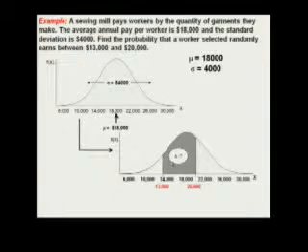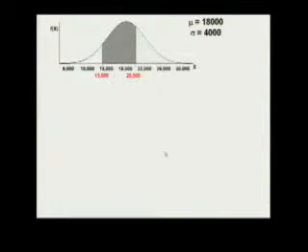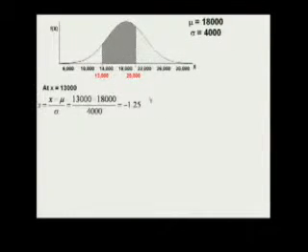So again, as we did before, we will take these two values and convert them into z values. At 13,000, x minus mu divided by sigma is 13,000 minus 18,000, which is the mean, divided by sigma, which is 4,000. That will give us minus 1.25. And keep in mind, the sign is very important. You cannot ignore the negative sign here. Otherwise, that will alter the answer.